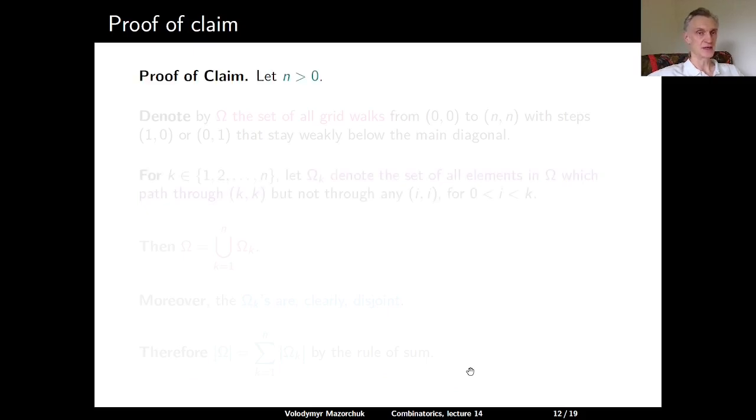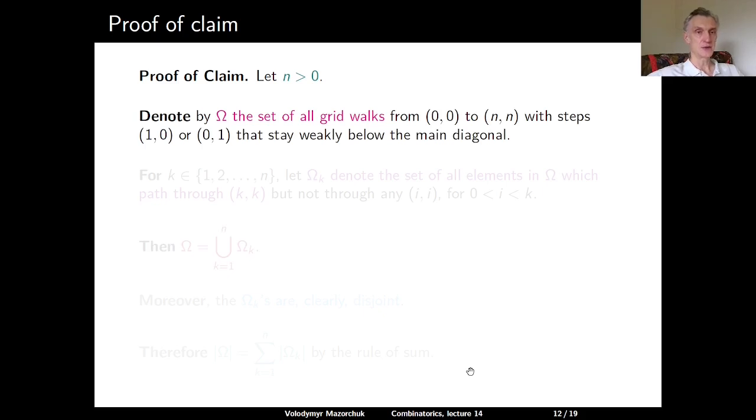So assume that n is greater than 0, and let us denote by omega the set of all grid walks which are enumerated by Catalan numbers. So these are walks from (0, 0) to (n, n), with steps (1, 0) or (0, 1), and these walks stay weakly below the main diagonal.